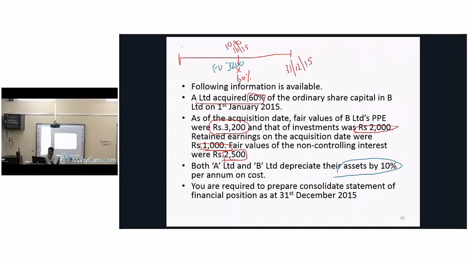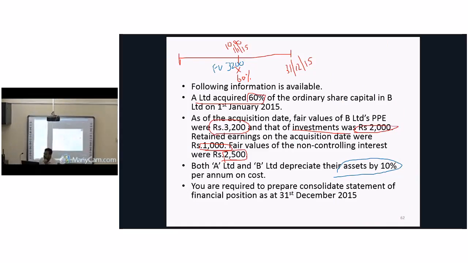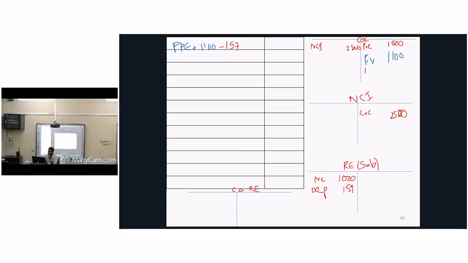Depreciation. Understood? That's all about it. There is one more thing. Look here. Investment on that date was 2000. But here what is my investment? Investment here is 1500, then there is fair value excess on investment of about 500. How to account for that one? Again, cost of control credit, this is from PPE, this is from investment. Fair value excess on investment is 500. Cost of control credit, investment account debit.